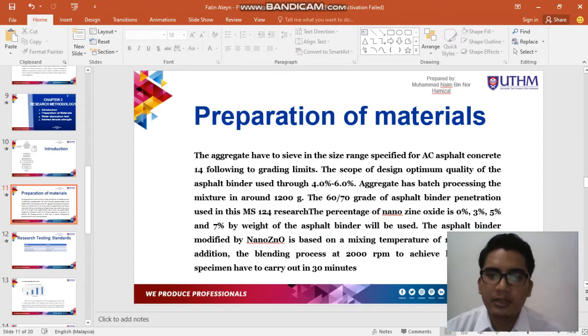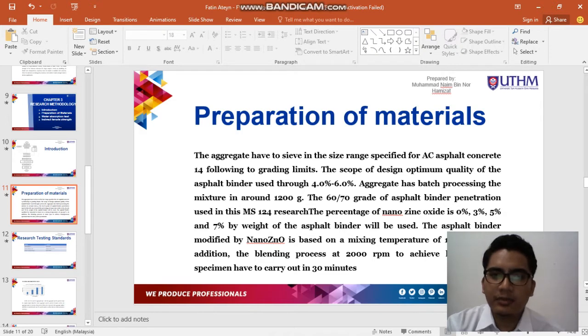For preparation of material, the aggregate has to sit in the size range specified for asphalt concrete AC14, following the grading limits. Then for the design, the optimal quantity of asphalt binder used ranges from 4% until 6%, and the aggregate is batch processed with the mixture at around 1.2 kg. The 60/70 grade of asphalt binder penetration is used in this research.